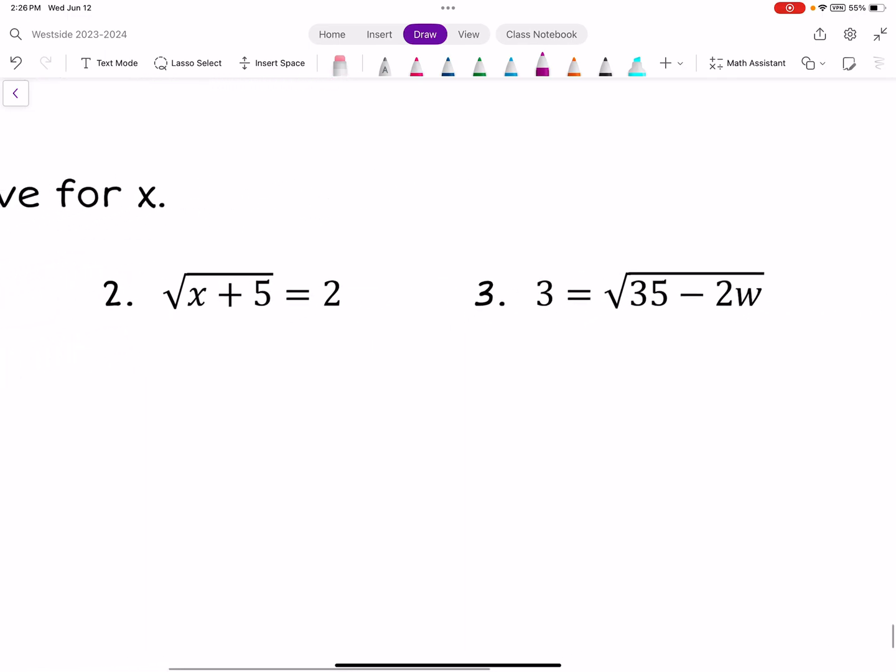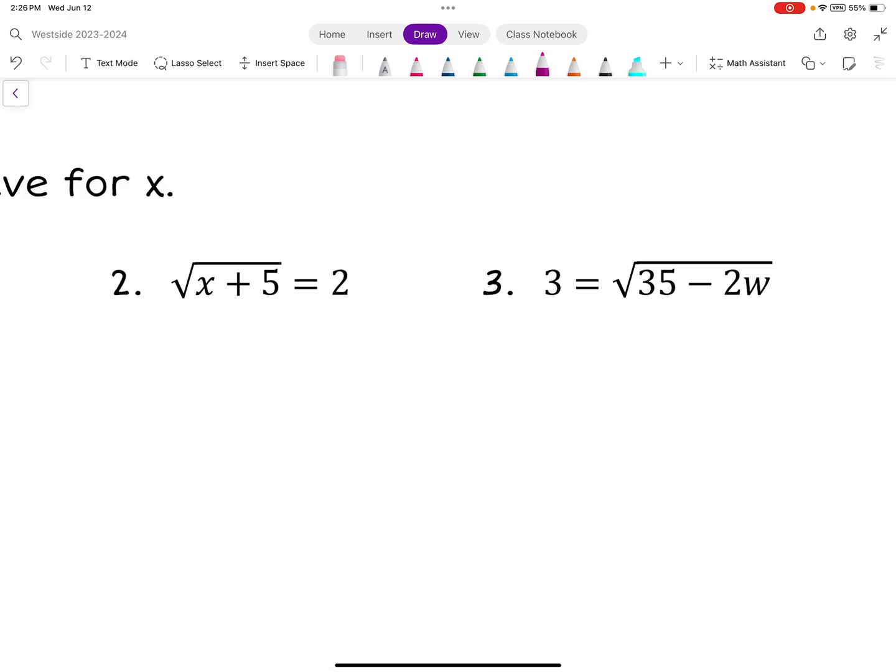If you look at number 2, that 5 is under the radical. So before I can touch it, I have to get rid of the radical. So I'm going to start by squaring both sides so that I can get rid of that radical. So this square would take away this radical and leave me with x plus 5 equals 2 squared, which is 4. Now I can solve for x. So I'm going to go ahead and subtract 5. x would equal negative 1.